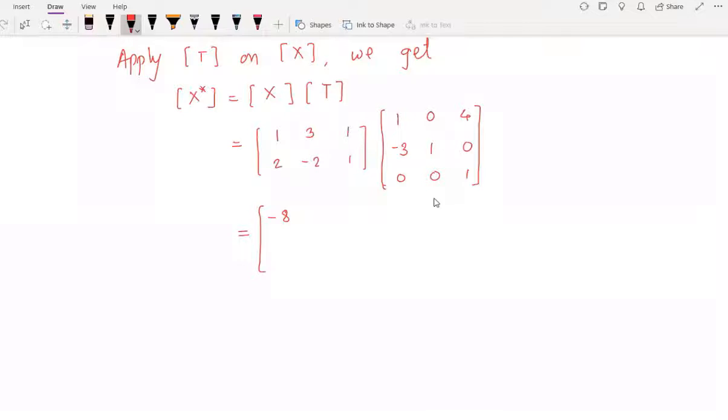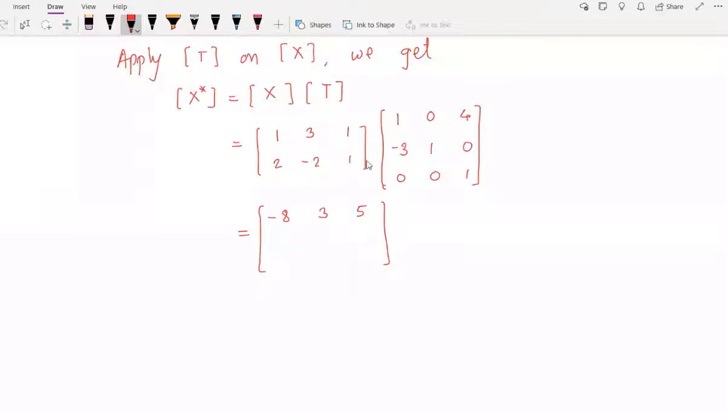And first row, second column. 1 times 0 is 0, 3 times 1 is 3, 1 times 0 is 0. So 0 plus 3 plus 0, that becomes 3. Then first row, third column. 4 times 1 is 4, 3 times 0 is 0, 1 times 1 is 1. So 4 plus 1 is 5. Okay, so this is the first row entries.